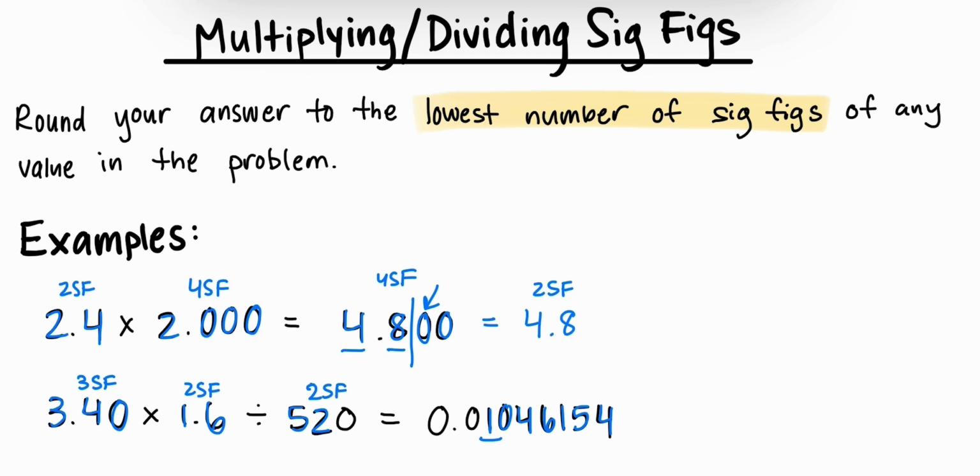So we're going to count 1, 2 sig figs, cut it off after 2. Look to the next number. It is less than 5, so we are not going to round up. So our answer will be 0.010, which has 2 sig figs.